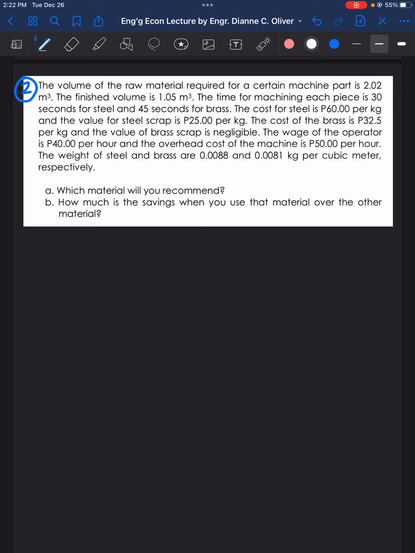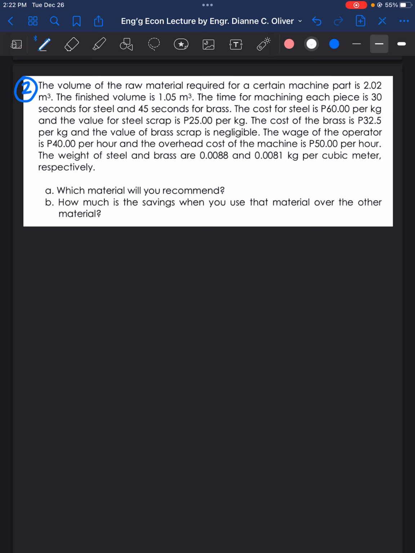0.0088 and 0.0081 kilogram per cubic meter respectively. Letter A, which material will you recommend? And letter B, how much is the savings when you use that material over the other material? So for letter B, we will see the difference between the cost of the one material versus the other material. Okay, so which material will we recommend?